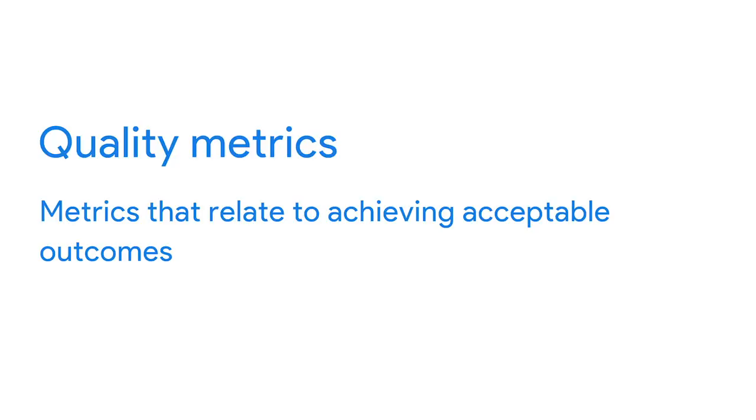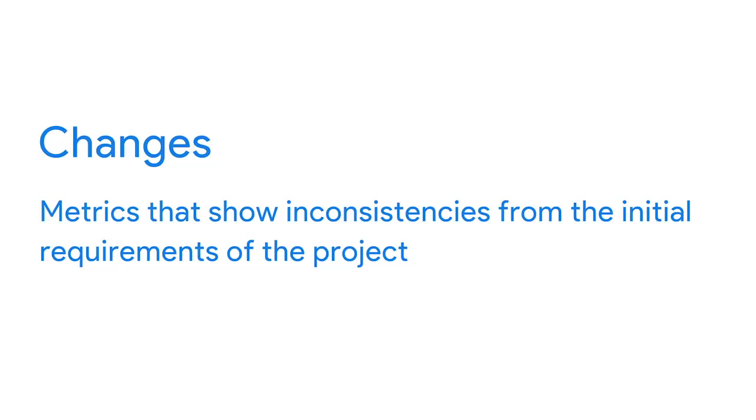Quality metrics relate to achieving acceptable outcomes and can include metrics such as the number of changes, issues, and cost variance, which all affect quality. Let's discuss each metric. The number of changes during the project or project scope helps to monitor risks. Changes show any inconsistencies from the initial requirements of the project. A series of compounding small changes may indicate a bigger issue and provide early warning signs of these issues.